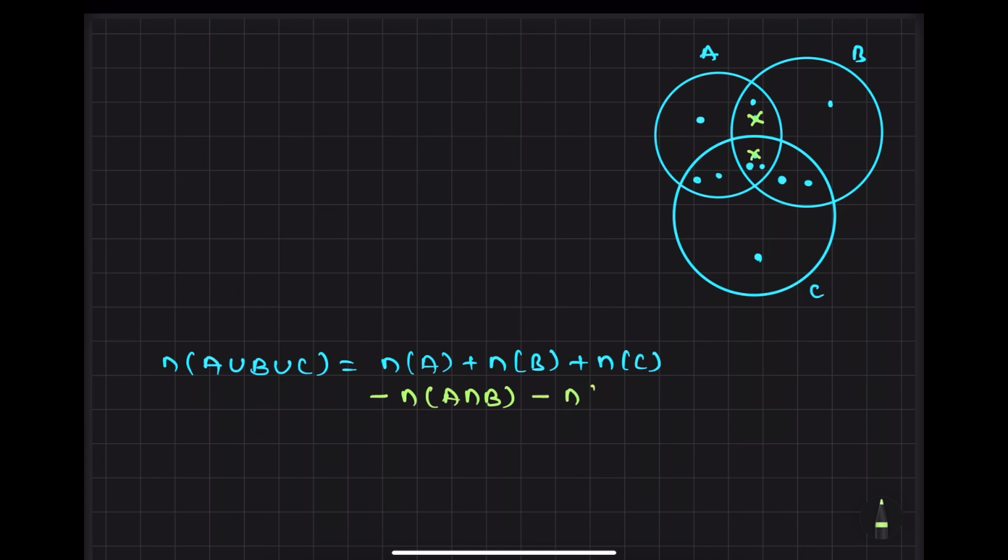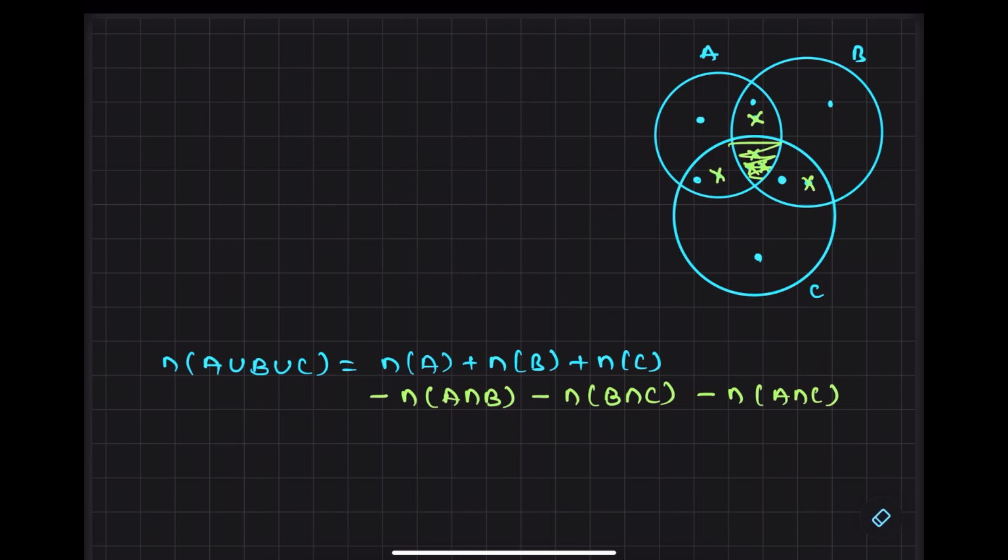Minus n of B intersection C. What does this mean? You will remove this dot, you will remove this dot. Minus n of A intersection C. Remove this dot, remove this dot. If you observe, we have removed all the dots from this room.